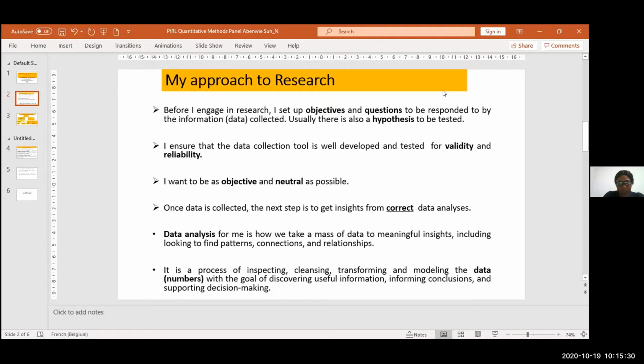And then once the data is collected, the next step will be to get insight from the correct data analysis process. If the data is well collected and not well analyzed, we will not be able to get the information that we need. So I define data analysis as a process to take mass data and give meaningful insight to it, including looking to find patterns, connections, and relationships. It is a process of inspecting, cleansing, transforming, and modeling the data, which is usually numbers when it comes to quantitative research, with the goal of discovering useful information, informing conclusions, and supporting decision-making.